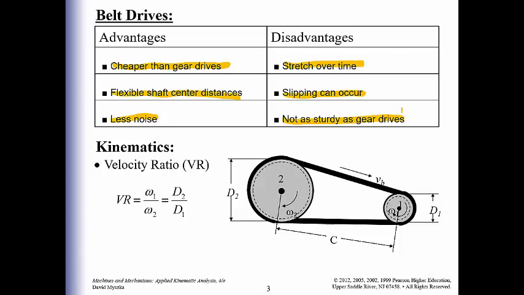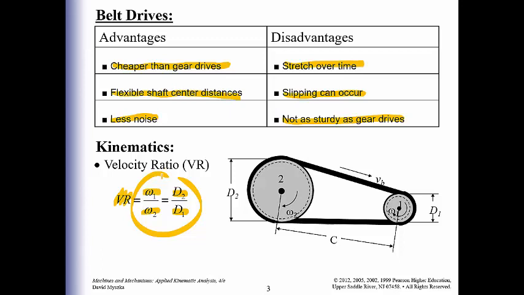Now, the kinematics are very similar to what we did for gears. So there's still something called the velocity ratio. That will always be the driver omega divided by the driven omega. And you could also relate that back to the diameters. It's the diameter of the driven pulley, D2, divided by the diameter of the driver pulley, D1. So be careful about the D2 over D1 versus the omega 1 over omega 2. It could most definitely mess you up if you're not careful about that.